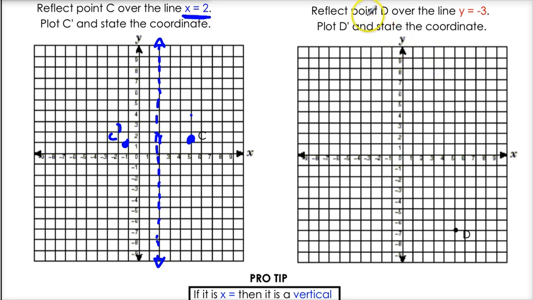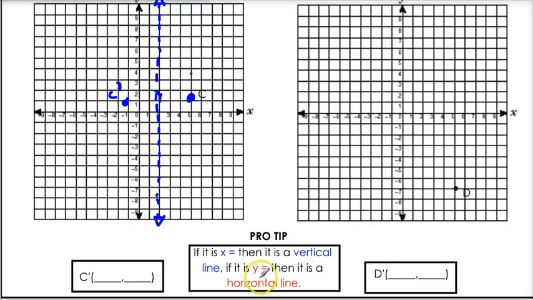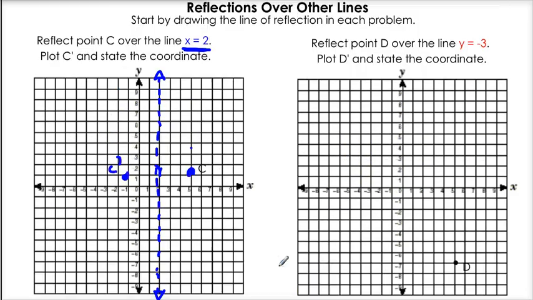For our next one, we're going to reflect point D over the line y equals -3. Now once again, the pro tip here is if it's y equals, you get a horizontal line. So what you're going to do is this. You're going to go to -3, and y equals -3 looks like this. It's a cross like that. You can just use a dotted line.